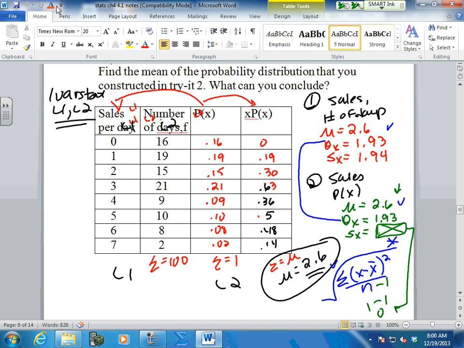So we're going to determine that even though we can build this table ourselves, we can absolutely go to our calculator to get the results that we need. Does it make sense?